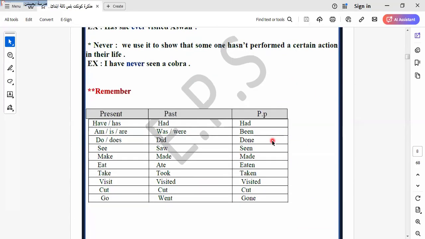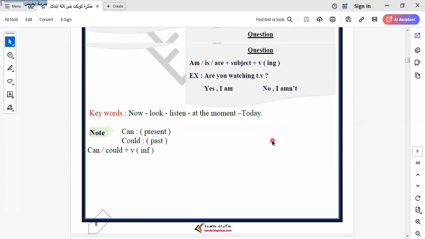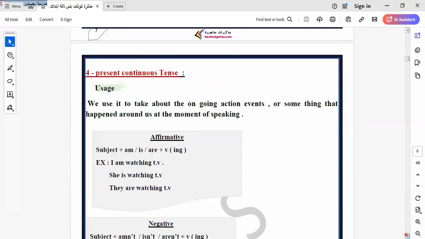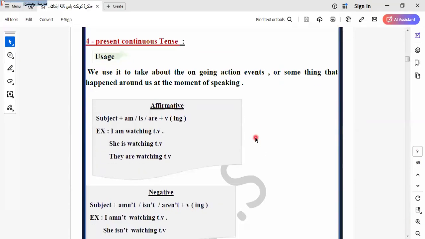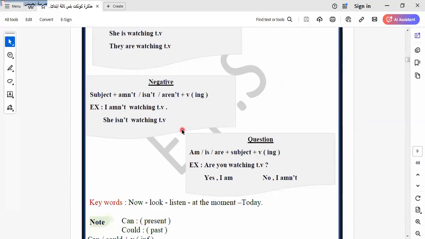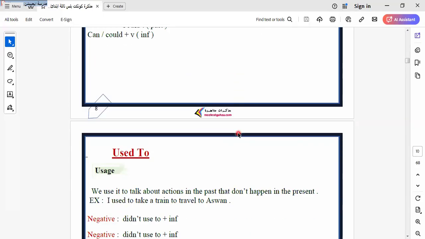Let's go to another tense here in this unit, which is present continuous tense. I think I made a video about present continuous tense, and we said that the present continuous tense talks about an action happening at the time of speaking, and the formula of this tense is am, is, are plus verb plus ing. The keywords of this tense are now, look, listen, at the moment, today.